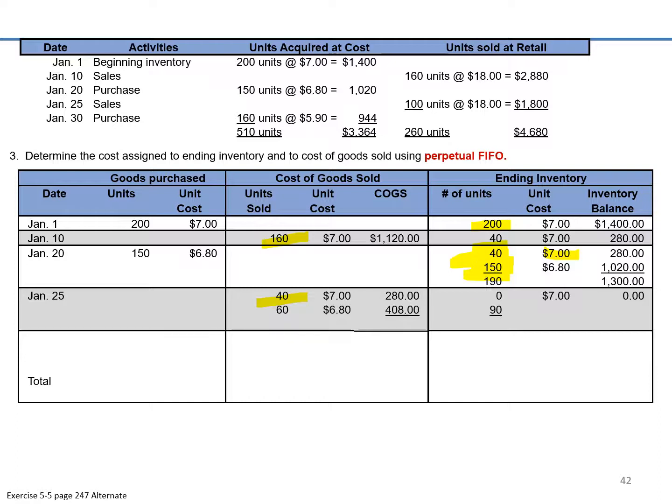So then I have nothing left from my 40 beginning inventory, or my 200 less my 160 less my other 40 I had left. So I have 0 beginning inventory left at my $7 cost. And then I have 90 of my 150 left at my $6.80 cost, for a total ending inventory of 90 units at $612, and a total cost of goods sold of that 100 units of $688.